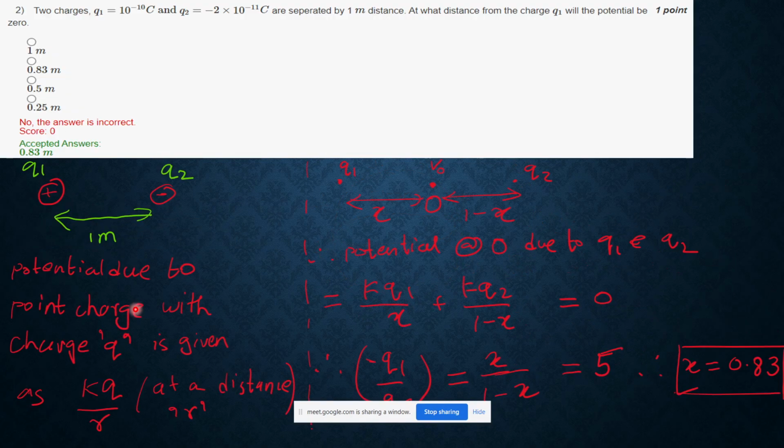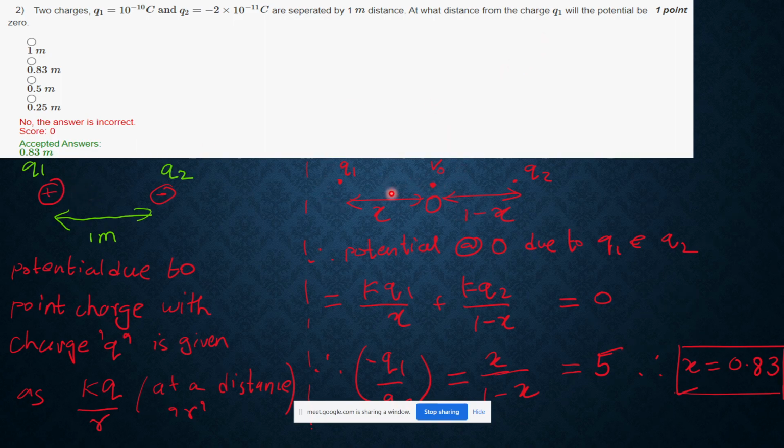Now coming to the second question, you had two charges, one positive and another negative, with the magnitudes given in the question. You were asked at what point the potential due to both these charges will become zero. As you know, the potential due to a charge at a distance r is given by kq by r, right? So if you add the potentials due to these two charges, it should sum up to zero at that particular point. Assume that point is at some distance x from charge q1, because this is what has been asked in the question.